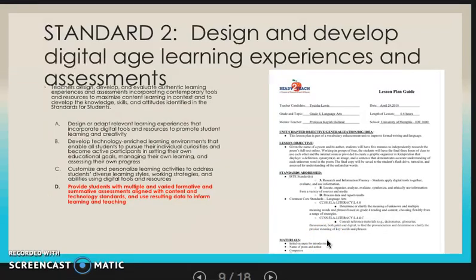Another example of this standard would be my second lesson plan that integrated technology. It provides students with multiple and varied formative and summative assessments that are aligned with content and technology standards and use resulting data to inform learning and teaching.